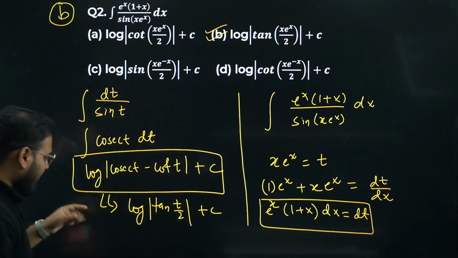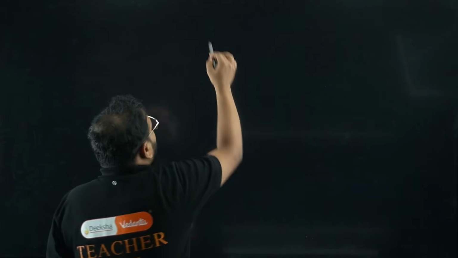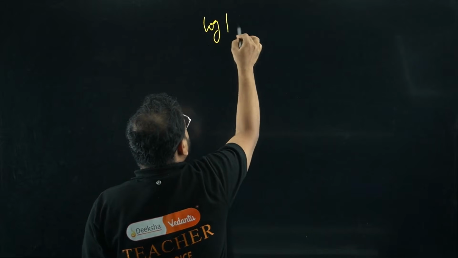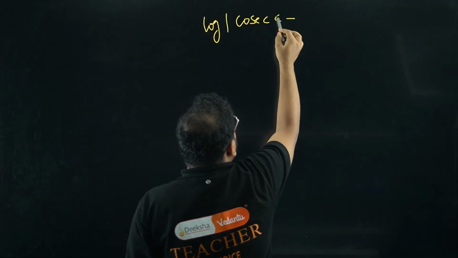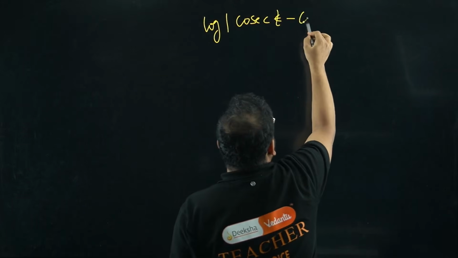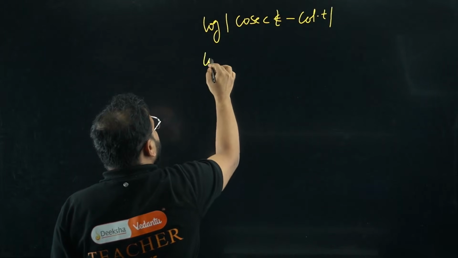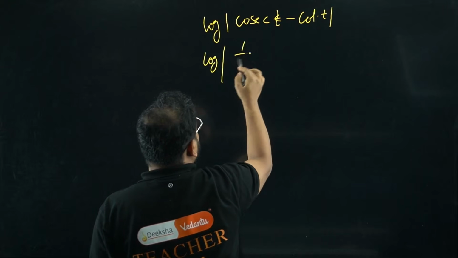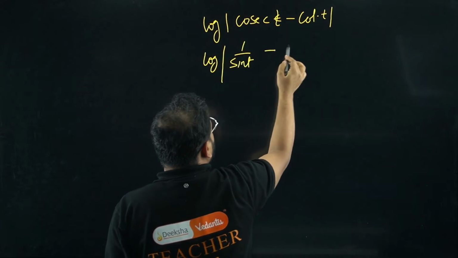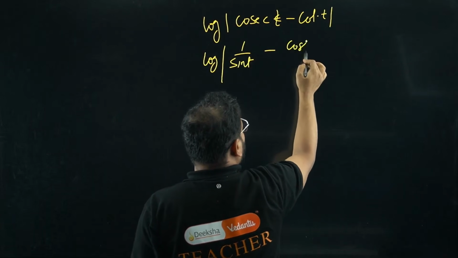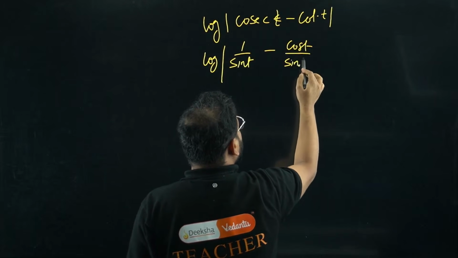Please check. But I will solve it for you. How it's coming, I'll show you. Don't worry if you're having this doubt as well. My job is to take your doubts away. Cosec t minus cot t, sir, how can we integrate this? How can we simplify this? It'll become 1 by sine t minus cos t by sin t.